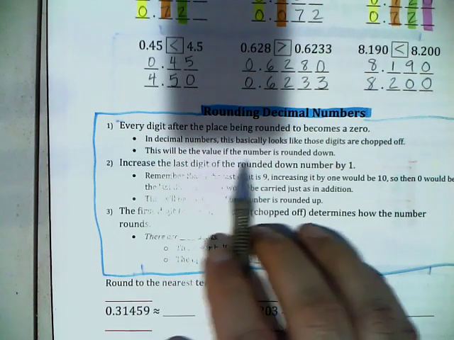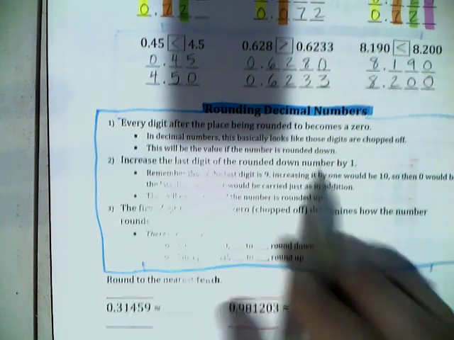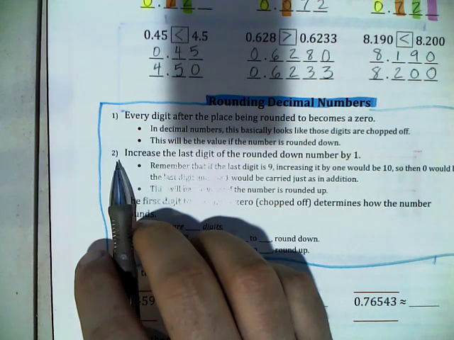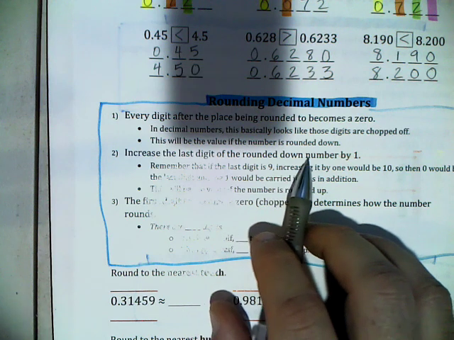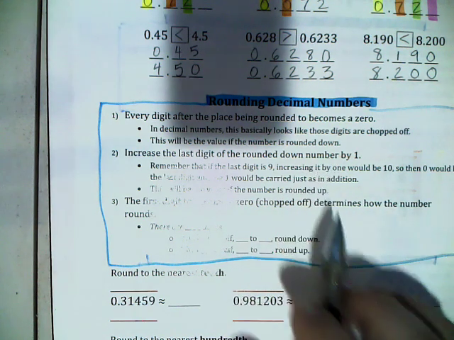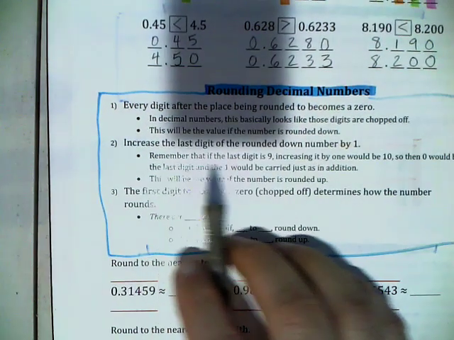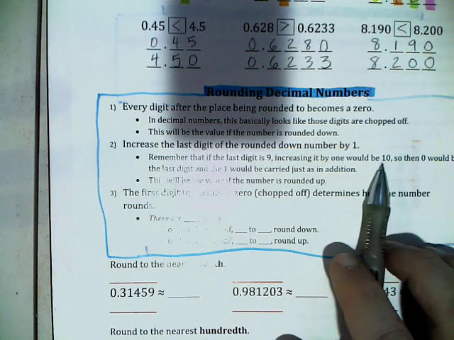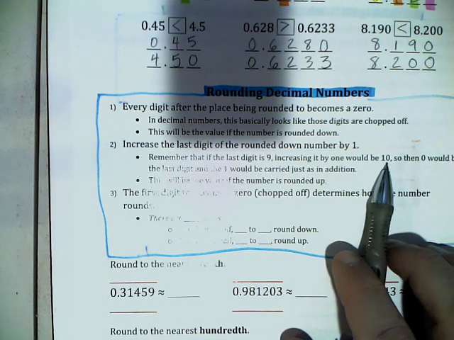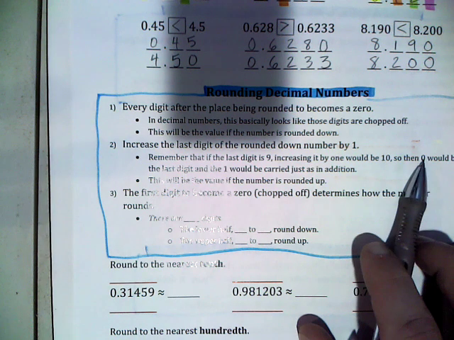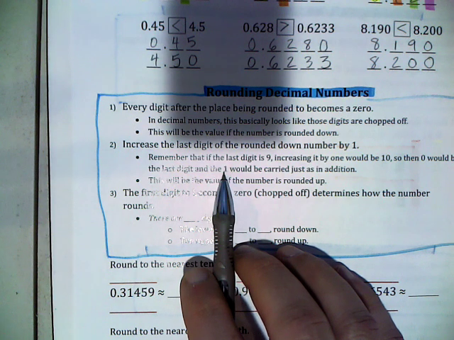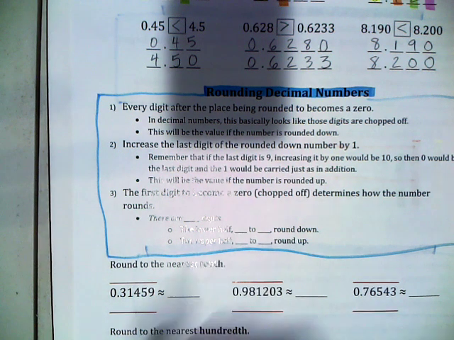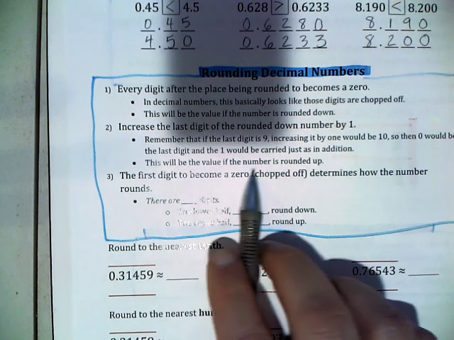This will be the value if the number is rounded down. So step 2, we're going to increase that last digit of the rounded down number by 1. Remember that if the last digit's a 9, increasing it would be 10. When that happens, we'll actually end up with a 0, and then we're going to carry that 1 over into the next place value, just like we would in addition. So if you got a 10, you'd put a 0 and you'd carry over. This will be the value if the number is rounded up.